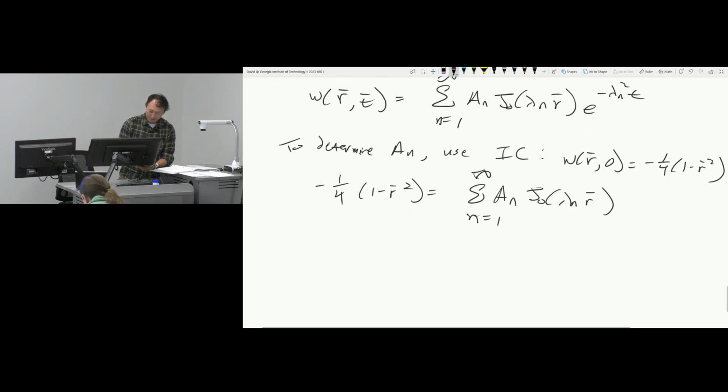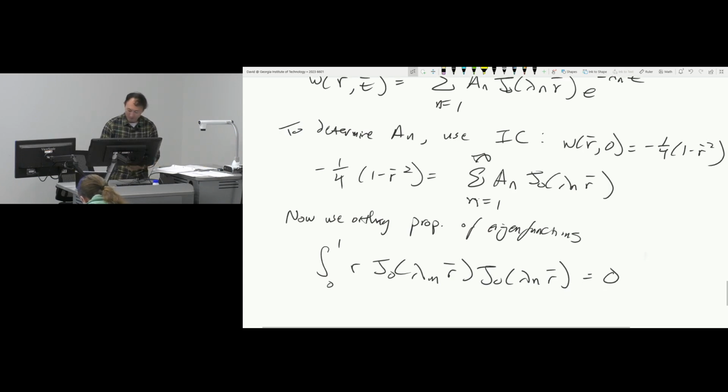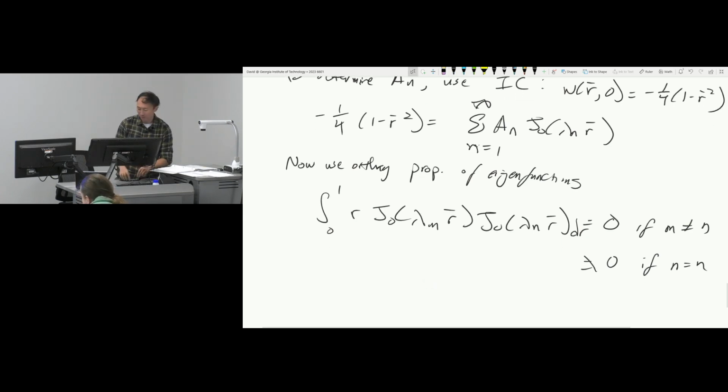This gives us equations where we're going to use the orthogonality property of these eigenfunctions. That orthogonality says if I integrate between 0 and 1 of the product of r times J naught of lambda m r bar times J naught of lambda n r bar, that's going to equal 0 if m is not equal to n, and is non-zero if m is equal to n. I'm sorry, we're over time, so I'll continue next time. But that's pretty much what you need to know.